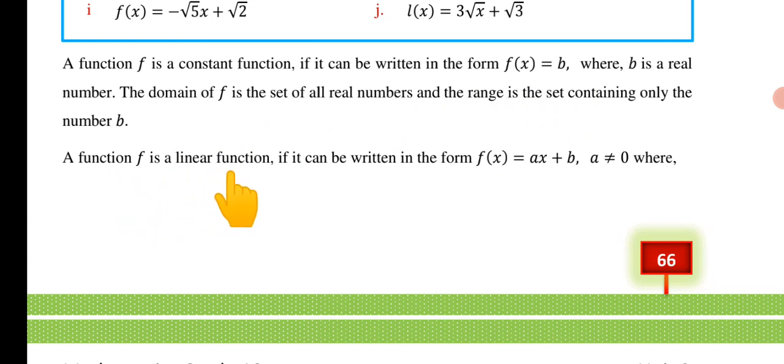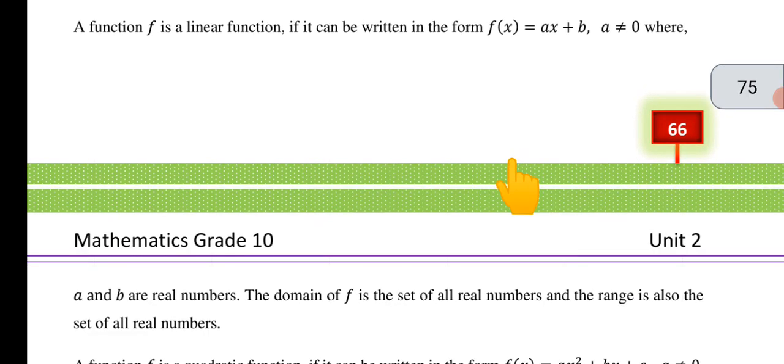A function f is a linear function if it can be written in the form f of x is equal to ax plus b. Where the coefficient of x, a, should be different from 0 because it's linear, because the exponent of x is 1. If a is 0, a times x will be 0, and it has the form f of x is equal to b. Now the name linear is changed. To be linear, a should be different from 0. Good.